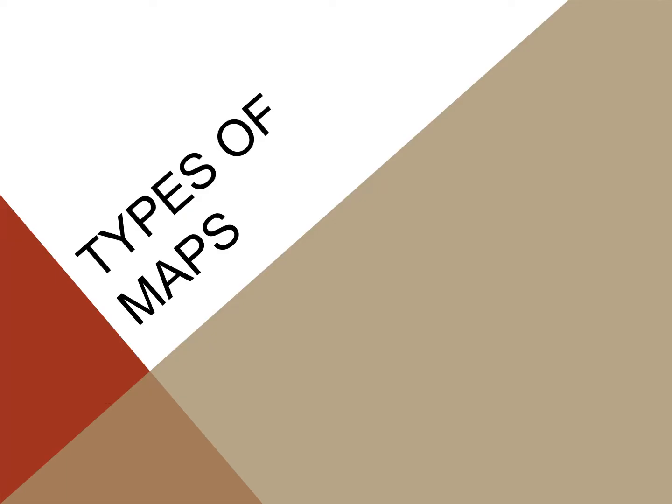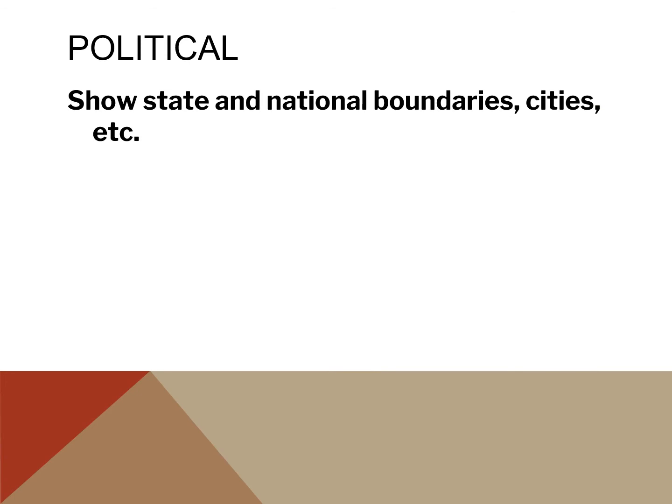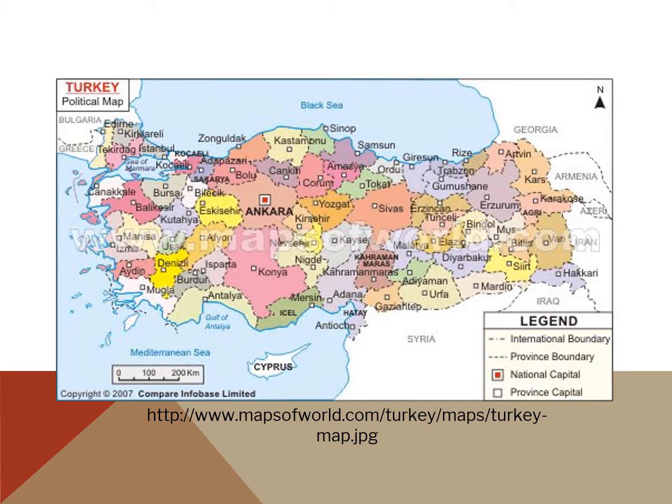Doesn't quite work. Okay, now there are different types of maps that you need to know about, and the first one is a political map. It shows the state and national boundaries, the cities, basically human-created things go onto political maps. We use them to figure out where countries and states are, where cities are. This, for example, is a political map of Turkey. All of these little divisions are its states. They have quite a few of them.